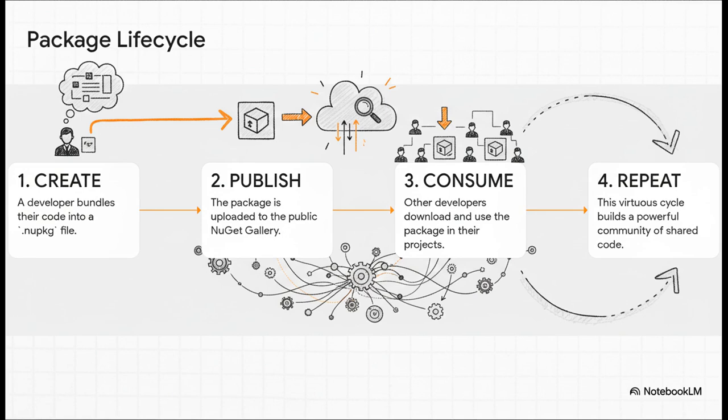And this whole system creates this beautiful, self-reinforcing cycle. A developer creates a useful piece of code and packages it up. They publish it to the gallery. Then, thousands of other developers consume it in their own projects. And that inspires more creation, and the cycle just repeats. It's what makes a massive collaborative community possible.